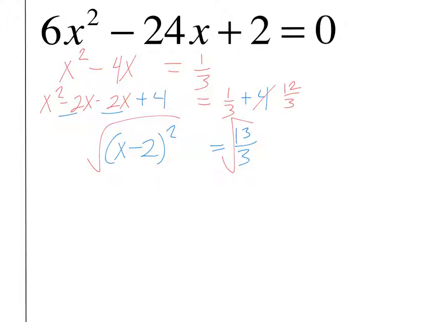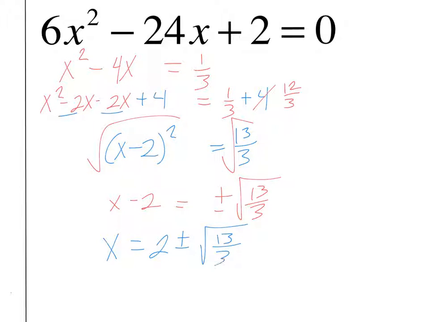Square root both sides. And I've got x minus 2 is equal to, and nothing is going to reduce here, plus or minus the square root of 13 over 3. Finally, x is equal to 2 plus or minus the square root of 13 over 3.